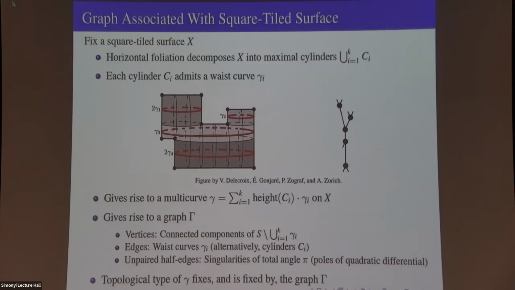So the heights are always integer. Yeah, that's right, because I have a square-tiled surface. So I have a surface that's obtained by gluing together a bunch of squares of the same size. Yeah, exactly. Okay. Good.